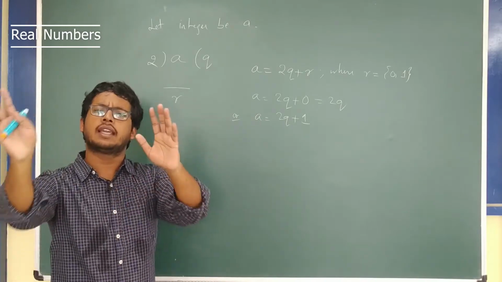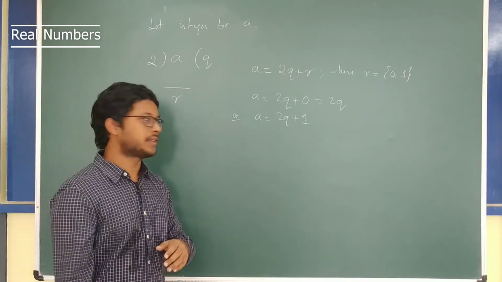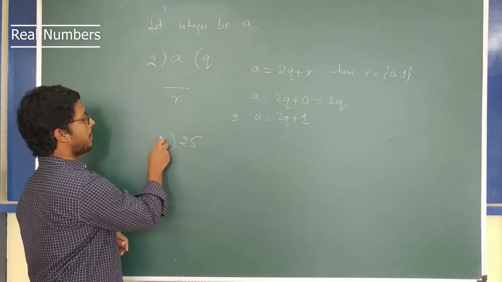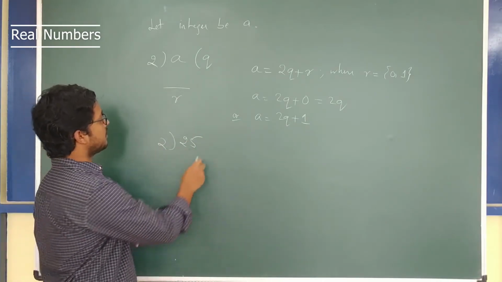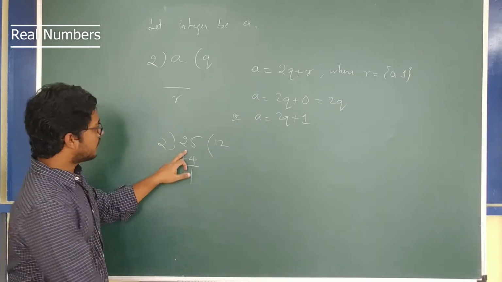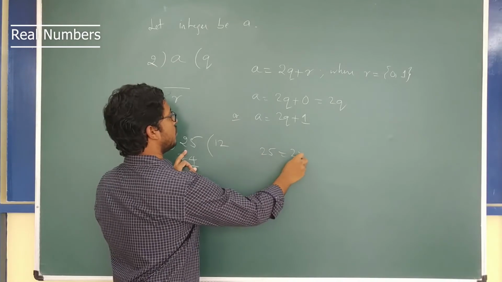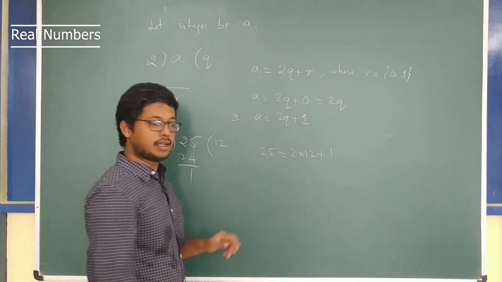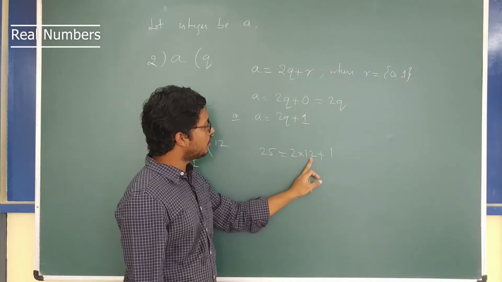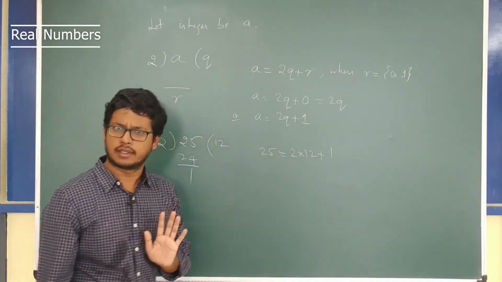Take any random integer, let us say 25. When you take 25 and divide by 2, 12 2s are 24 and 1 remains. So, this 25 is now written as 2 into 12 plus 1. See, you are now able to convert this 25 into the form 2 into q plus 1, correct?